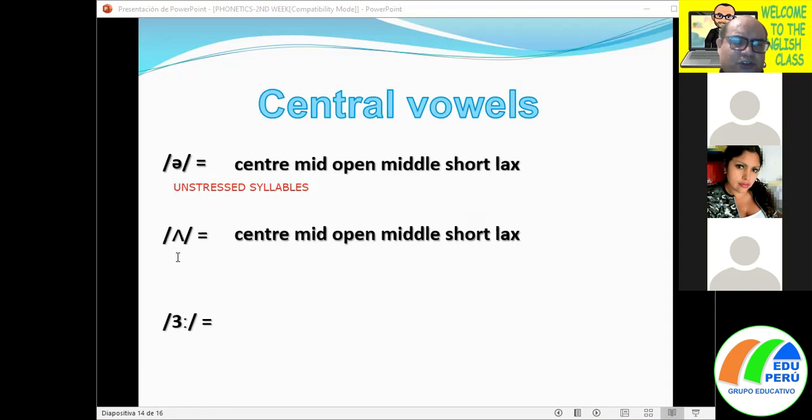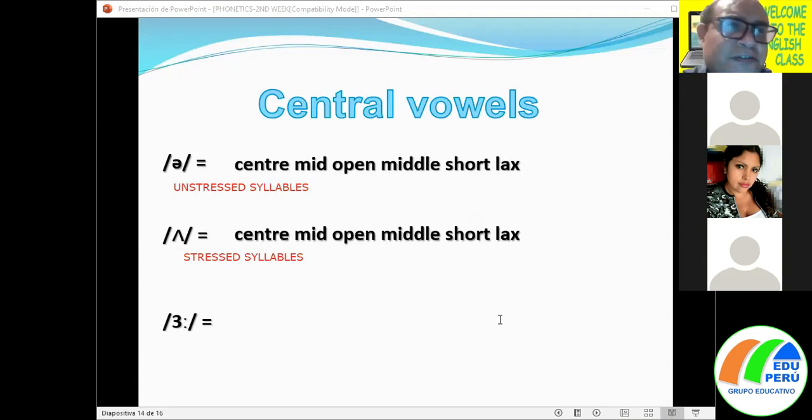And we are going to use the second vowel in stressed syllables. Yeah, remember the difference, because they share the same characteristics. They are central, they are mid-open, they are middle, they are short, they are lax. So they share the same characteristics. What is the difference? The use.